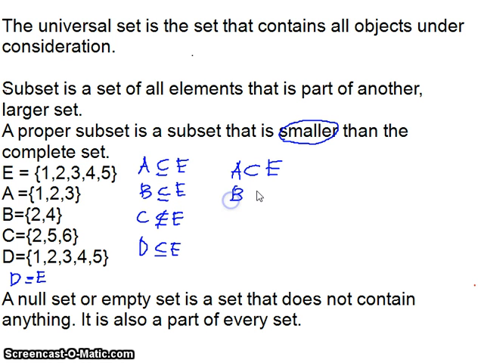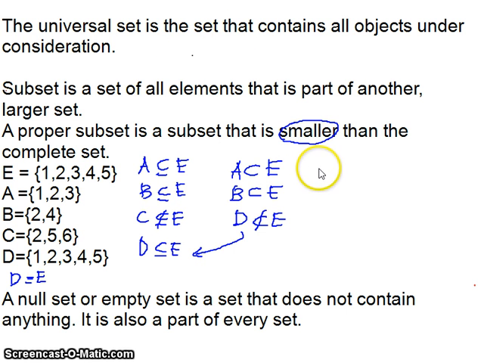B also is a proper subset of E. C is not a subset, and C is also not a proper subset. But D, since D is equal to E, and the proper subset definition is it must be smaller than the parent set, so we cannot say that D is a proper subset of E. It can only be a subset. So D is not a proper subset of E. It can only be a subset.